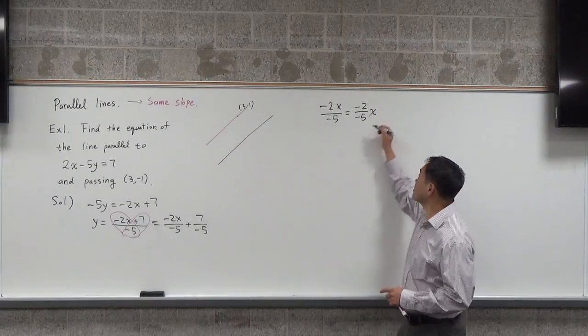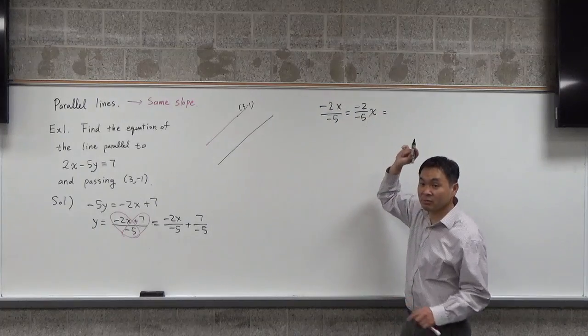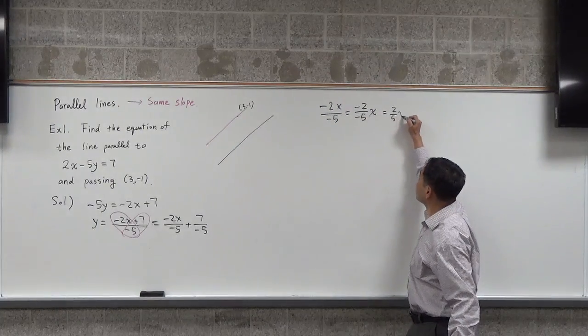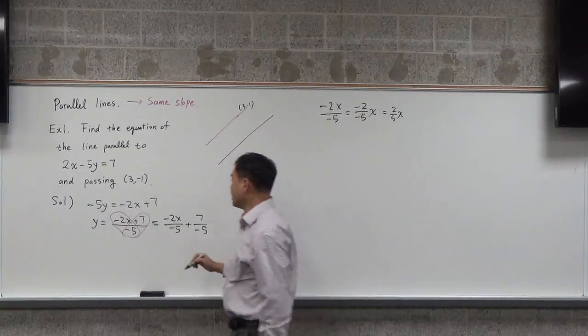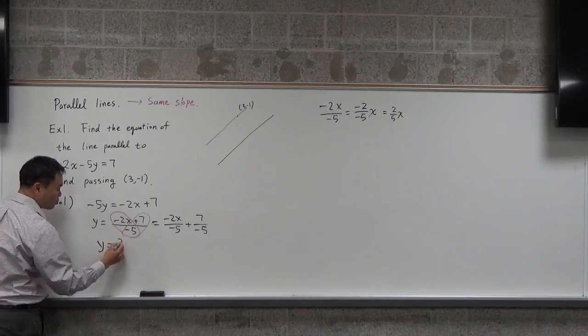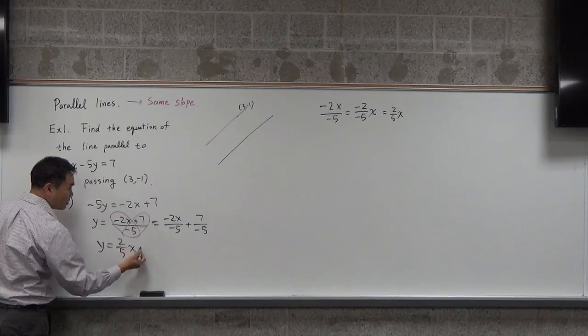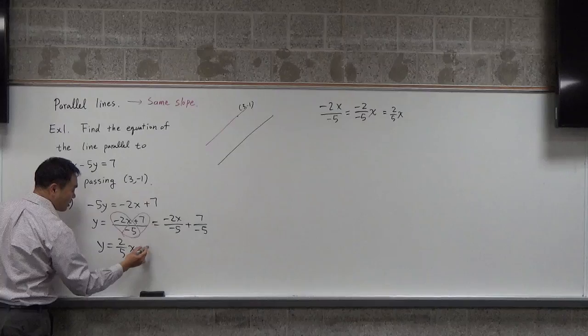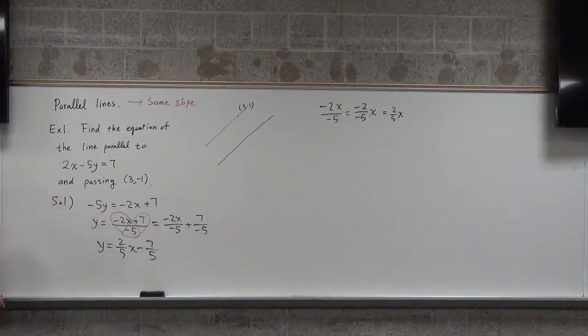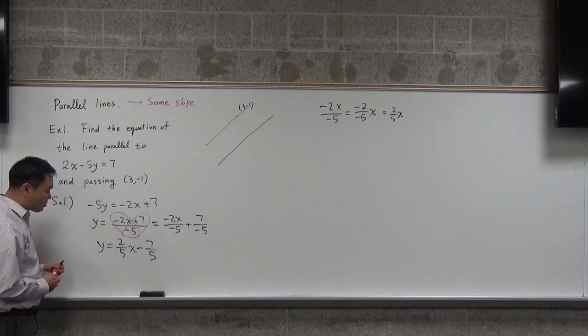But what is this? You divide negative by negative, what's that? Positive, so it will be 2 over 5 x. Right? So using that, this can now be written as y equals 2 over 5 x. And then this minus can be pulled out and put as negative 7 over 5. So this is what you get if you solve for y. What's the slope? 2 over 5 is our slope. That's the one that we wanted.